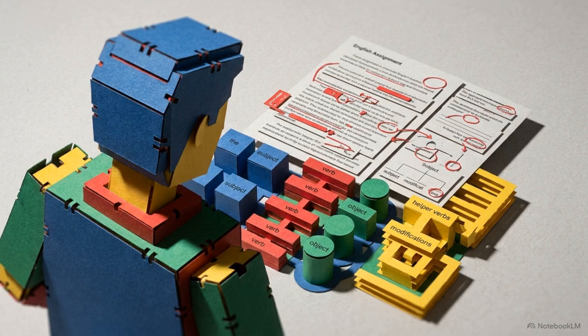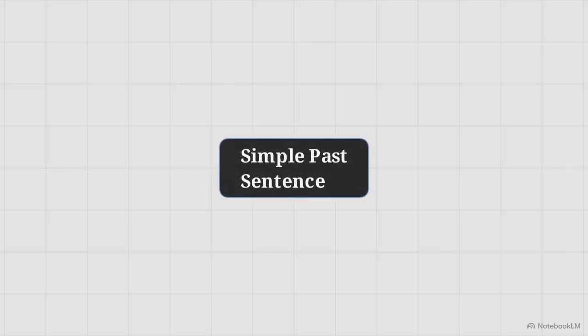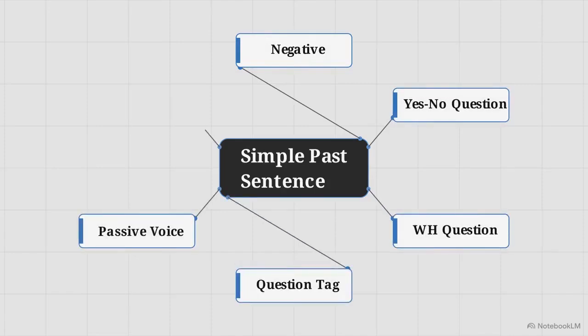Looking at an English assignment that asks you to convert a single sentence into 6 different structural forms can feel overwhelming, but we are going to solve the first part of your homework right now. By the end of this video, you will have a foolproof blueprint to take one simple sentence and perfectly convert it into a negative, a yes-no question, a WH question, a question tag, passive voice, and indirect speech.